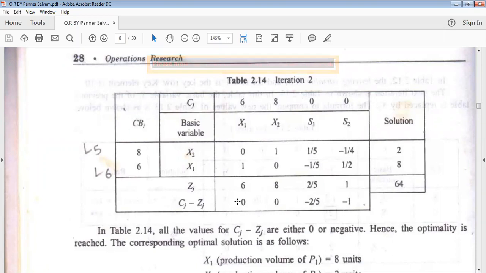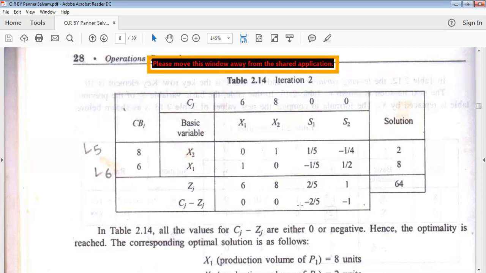So while doing this, the Cj minus Zj values: 6 minus 6, 0; 8 minus 8, 0; and 0 minus 2, minus 2; 0 minus 1, minus 1. So all the Cj minus Zj values are either 0 or negative, and automatically you can stop the problem at this particular point.